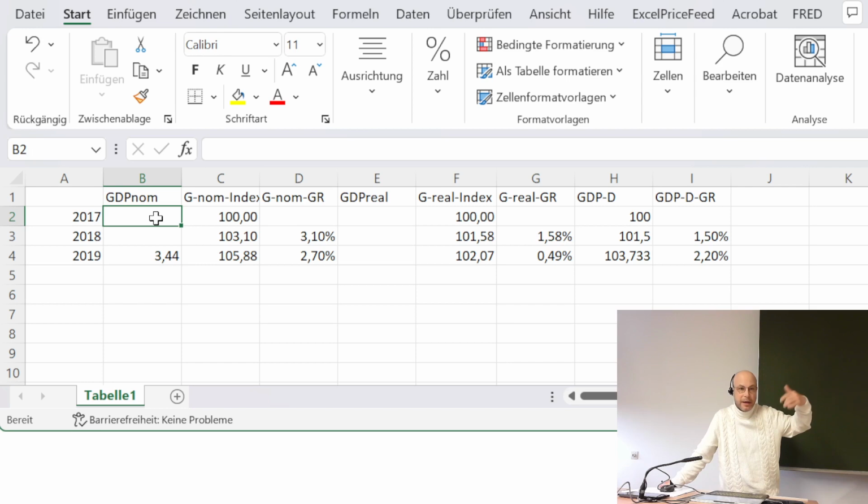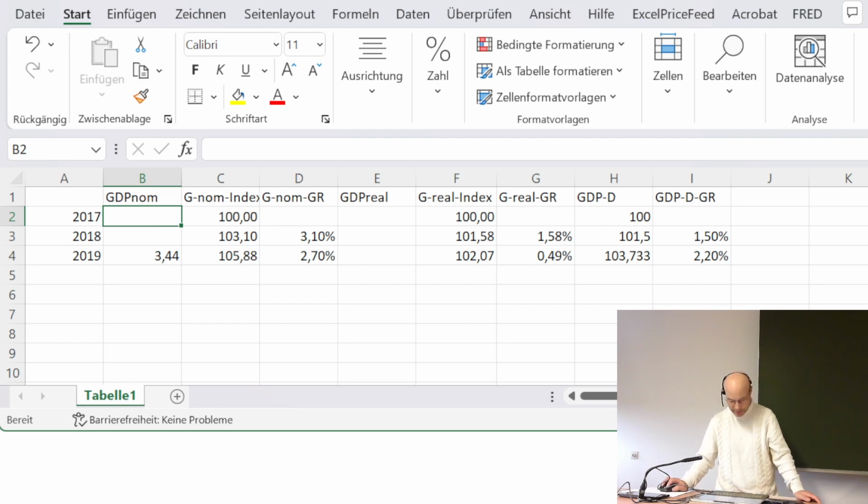So this is just the other way around. Let's take an enterprise with a profit of 3,440,000 euros in 2019. And then we know that the profits of this enterprise have grown 2.7 and 3.1% the last 2 years. Then you calculate backward.